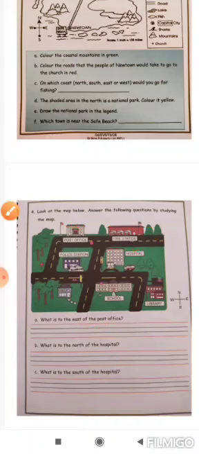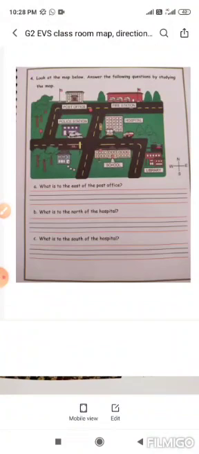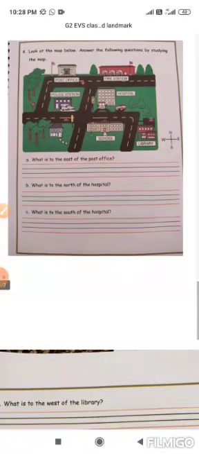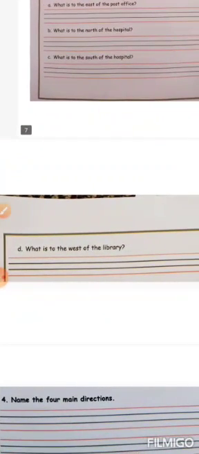You have to write here. And same you have to answer these questions. What is the north of the hospital? You have to use this direction, then answer these questions. Is it clear, student? Next is what is the west of the library? By using the direction you can answer this question.